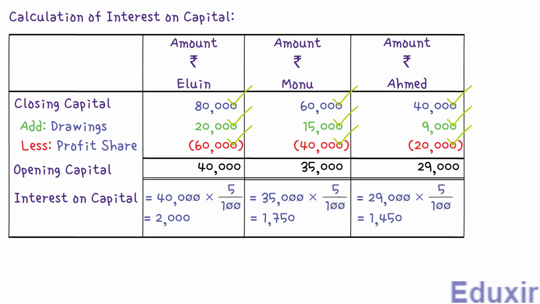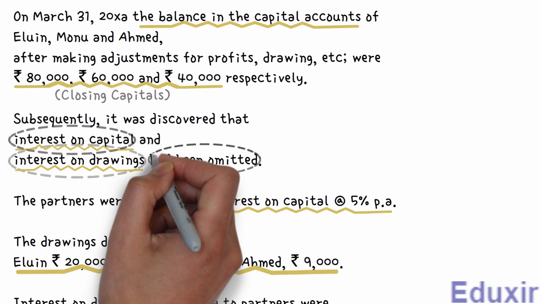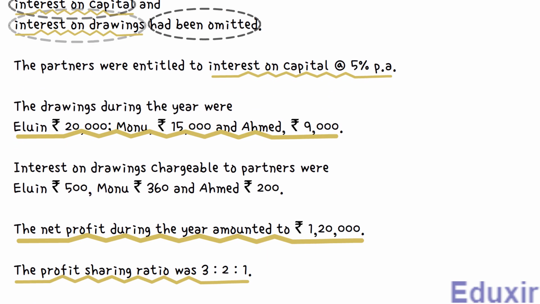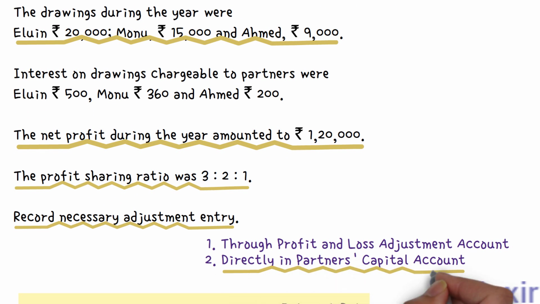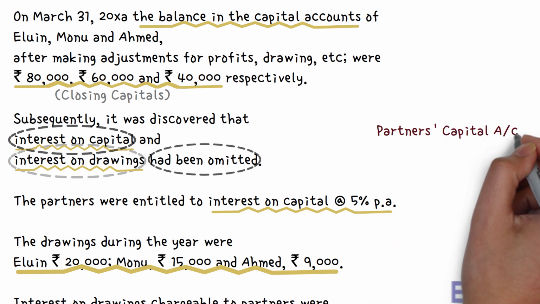Wait, why did we do all these things? We did this because the interest on capital was omitted. So, we are preparing the adjustment entry to post the adjustment directly in the partner's capital account. Now, as this is interest on capital, we should post this on the credit side of the partner's capital account.